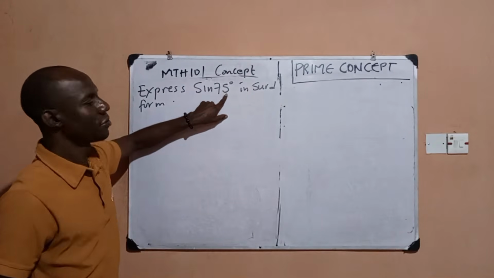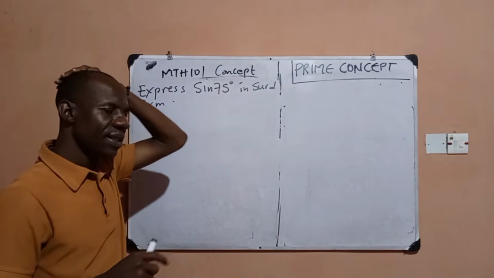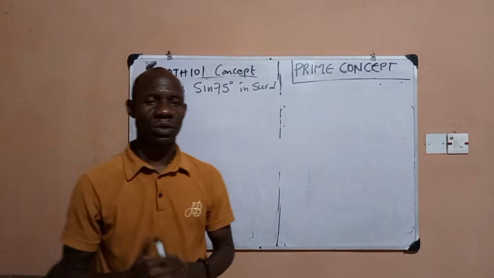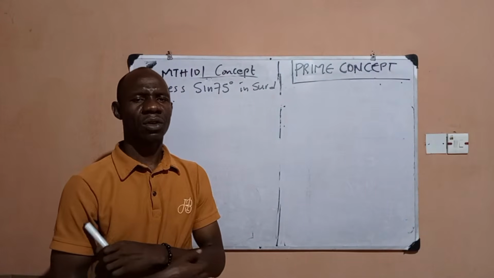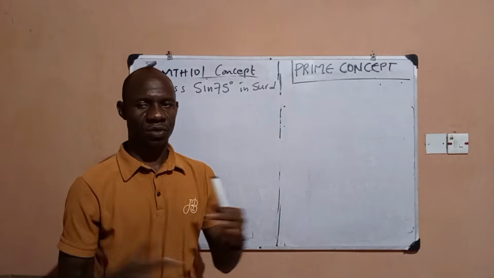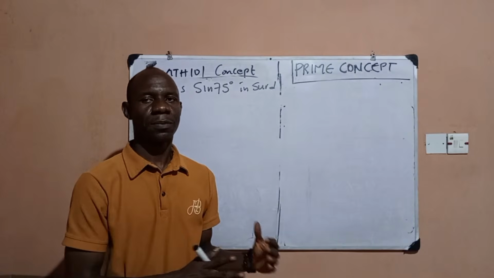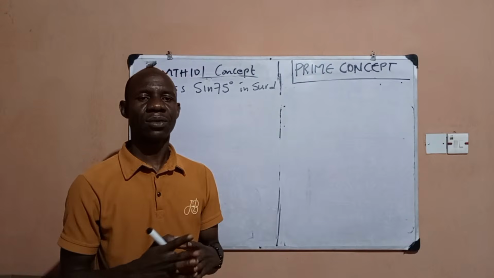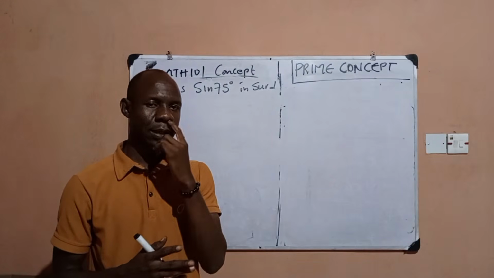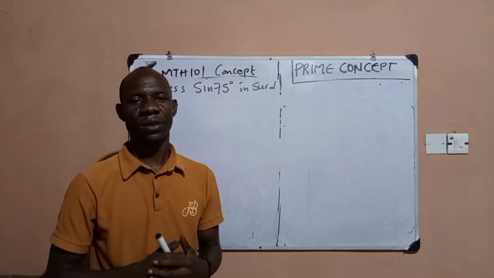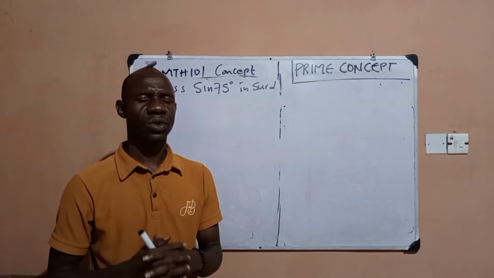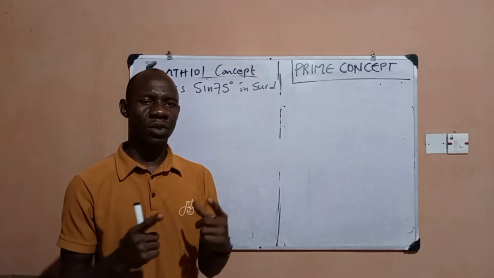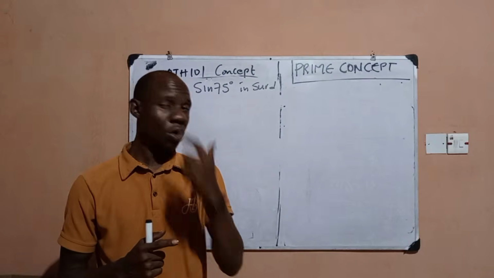Now, 75, let me tell you, in trigonometry, you have angles that you call special angles, and you also have angles that you call compound angles. You have two sets of angles. One is called special angles. What are special angles? Special angles are those angles that you can obtain their values, their trig ratios, without using calculator. Then what are compound angles? Compound angles are angles that are gotten by adding or subtracting two or more special angles.